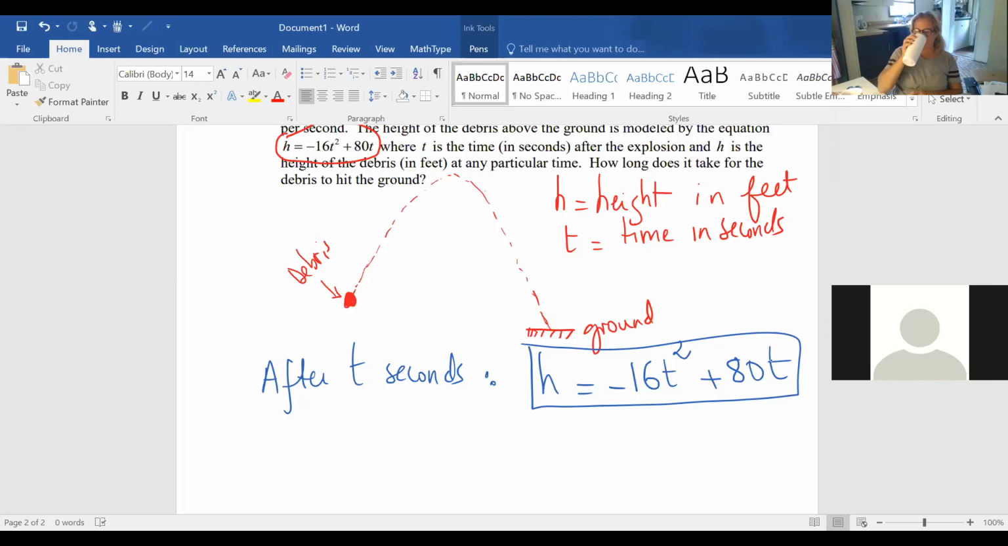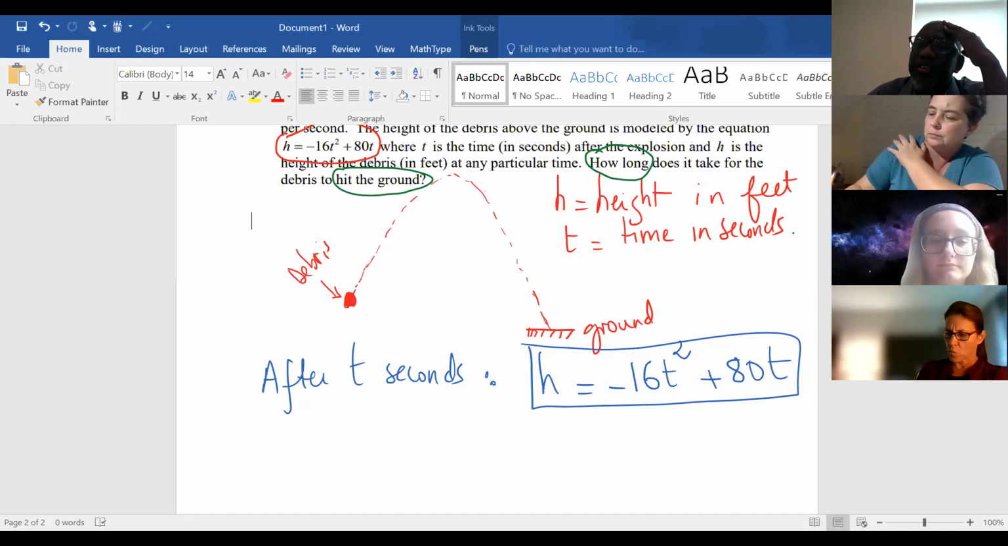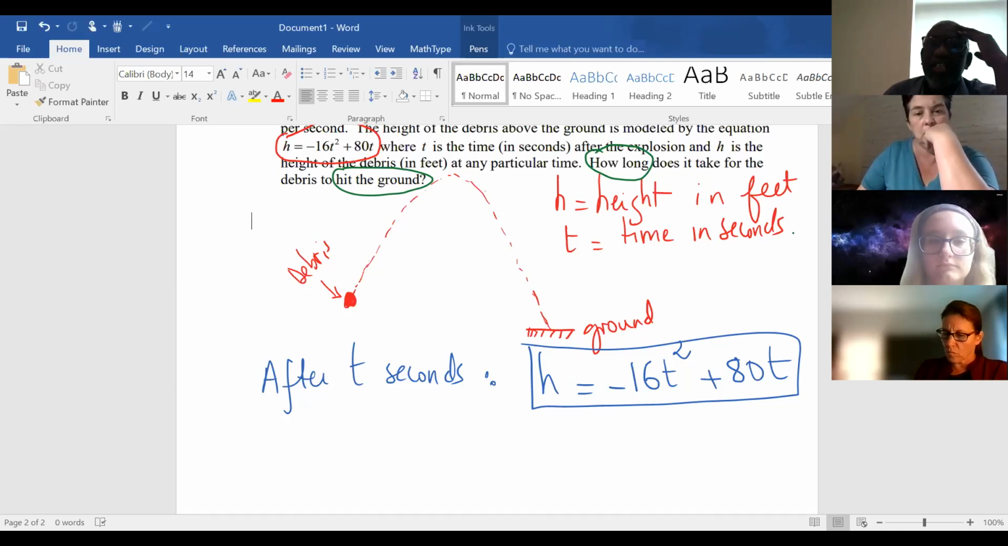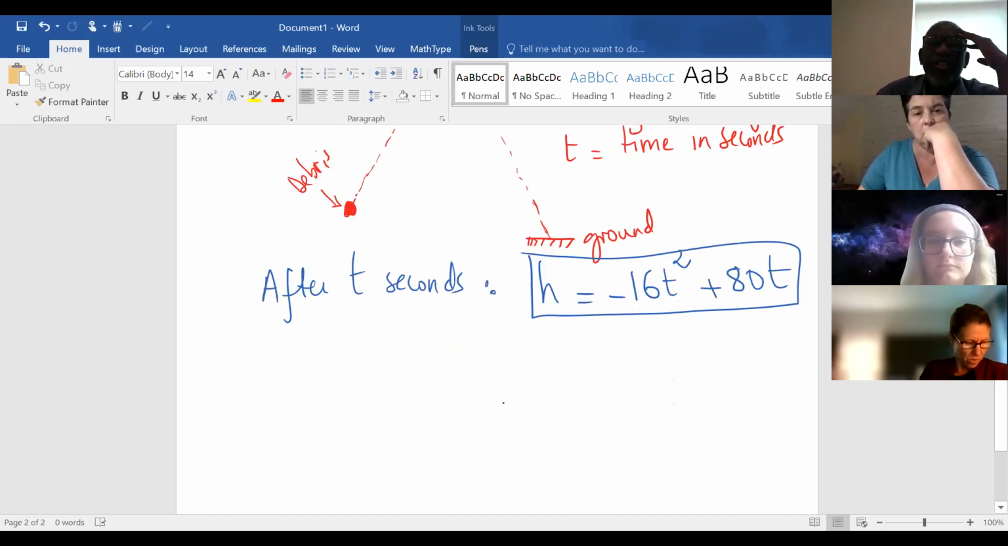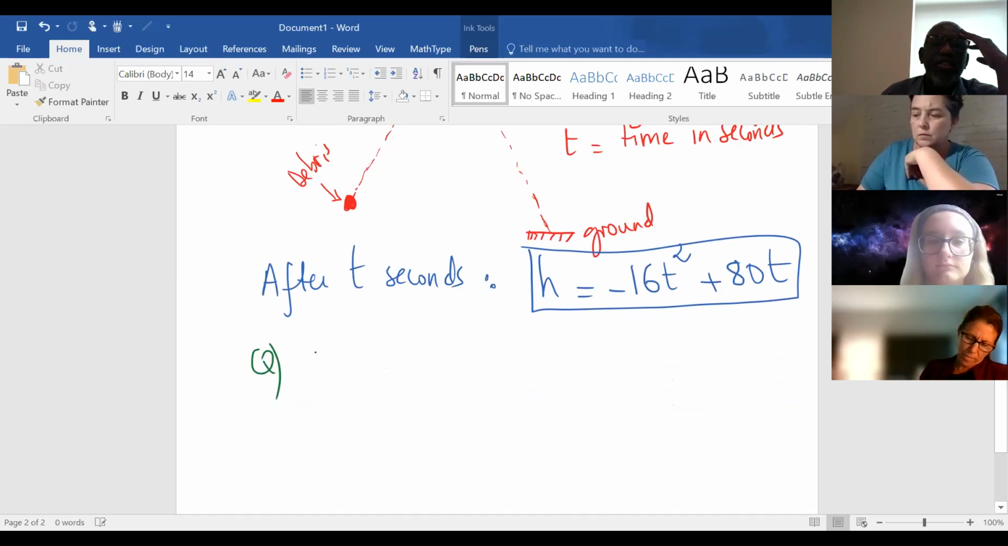The question is, how long does it take for the debris to hit the ground? That is the question right here. Every time we say how long, what are we asking about? Time. When we say how long, we are asking about the time, right? What is the time it is going to take for the debris to hit the ground? So here, I'm asking about the T. The question is, what is T?